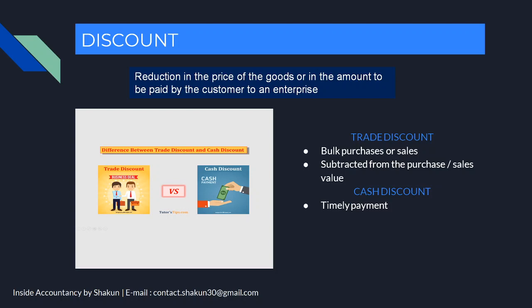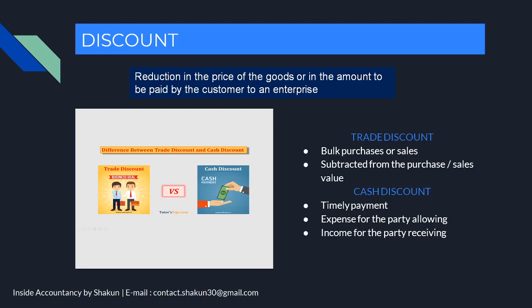Cash discount is allowed when timely payment is made by the customer. So when the customer makes timely payment, then cash discount is allowed. It is an expense for the party who is allowing the cash discount, and it is income for the party who is receiving the cash discount. So discount, which is a very common term, means a lesser price which you have to pay, and it is of two types, trade discount and cash discount.